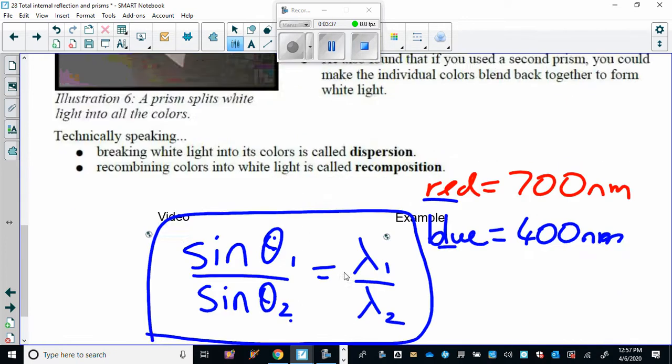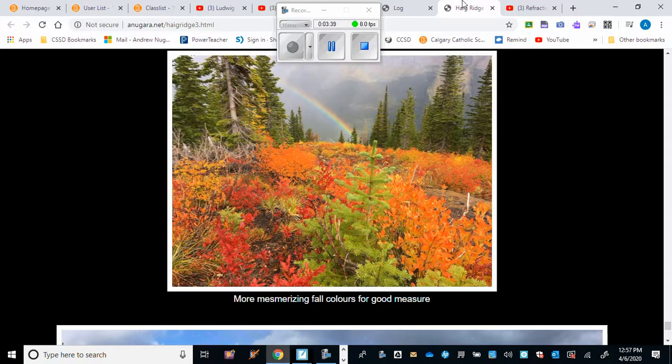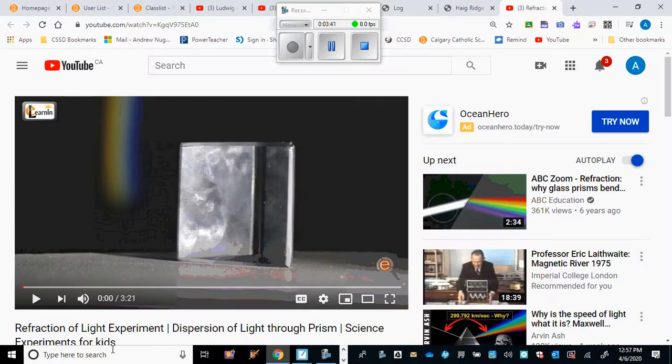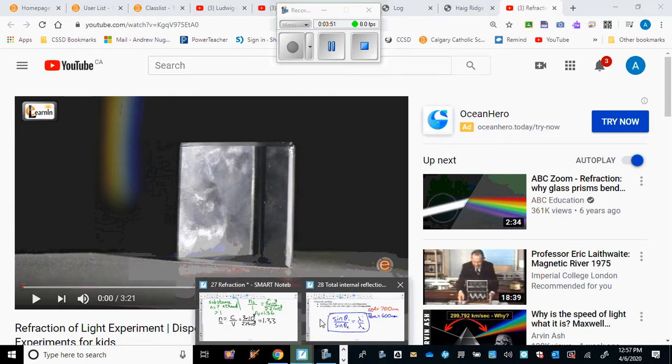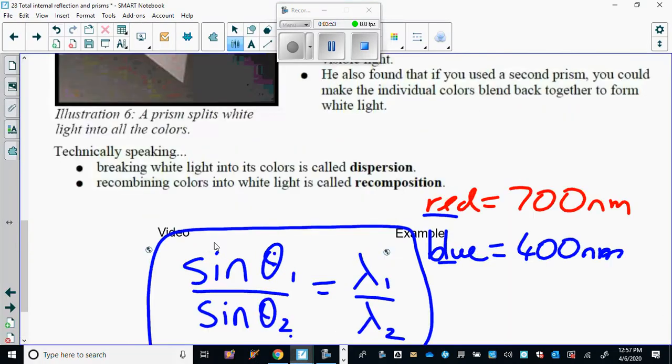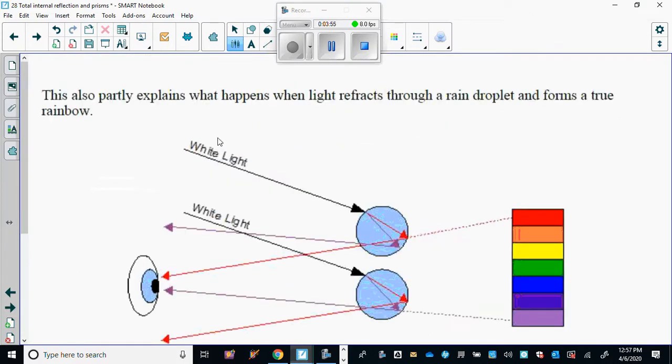Once you've got that, there's a really good video you should watch. Go to YouTube and search: refraction of light experiment, dispersion of light through a prism. This is a really good video that explains things quite well. You can also look through your notes.